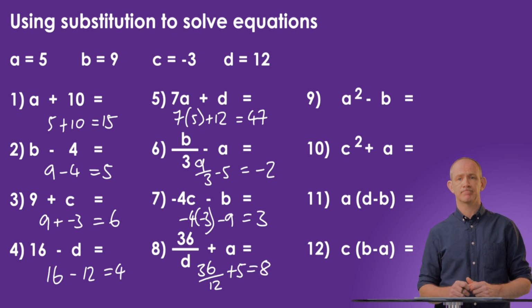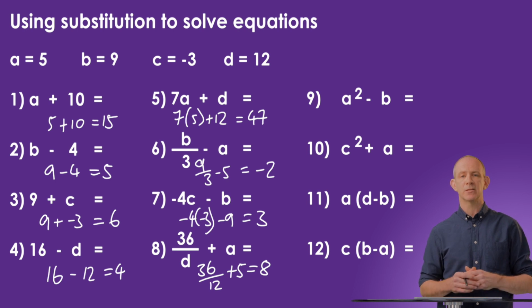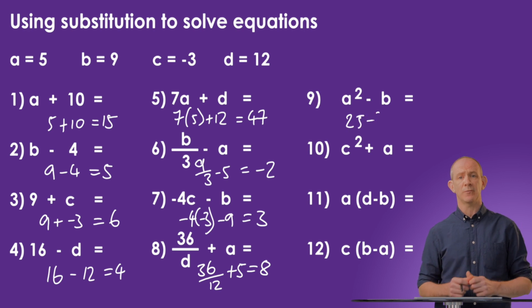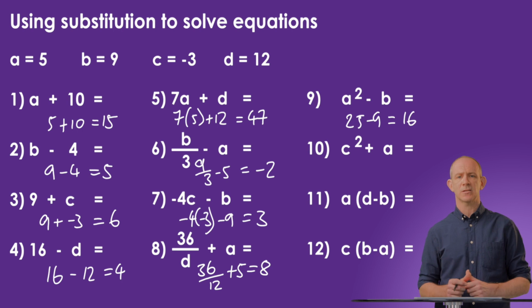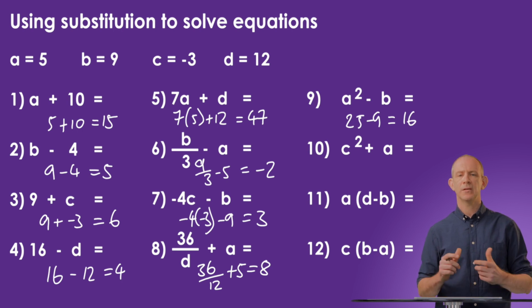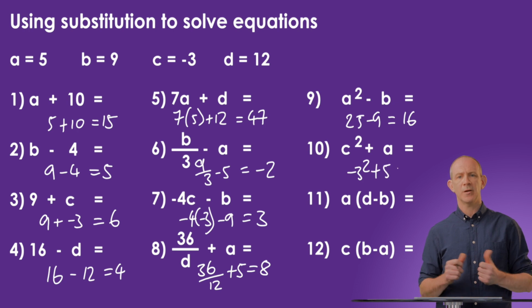The next one, we've got a squared. So this means that it's going to be a times itself, or 5 times 5, which gives us 25. And take away b, which is 9, which gives us 16. Now we've got c squared. Now remember, c is a negative number, but a negative number times a negative number will give a positive. So c squared plus a is going to be -3 squared plus 5, which would be 9 plus 5, which would equal 14.